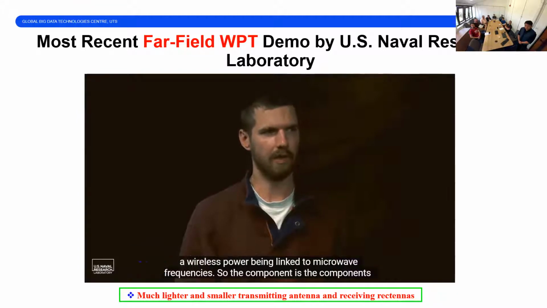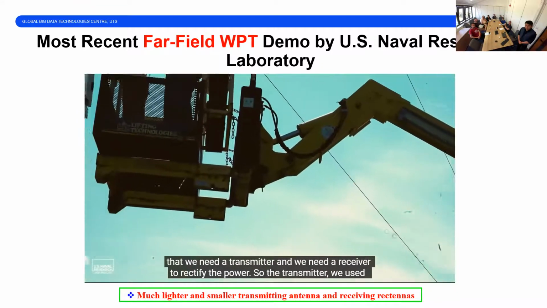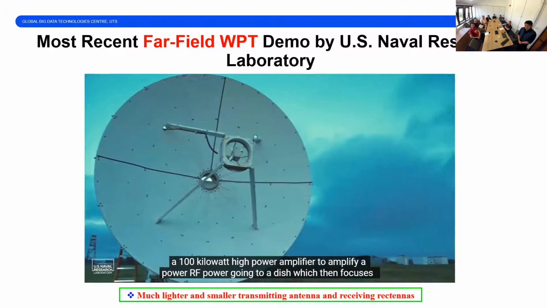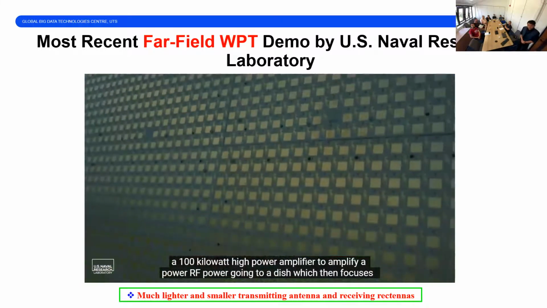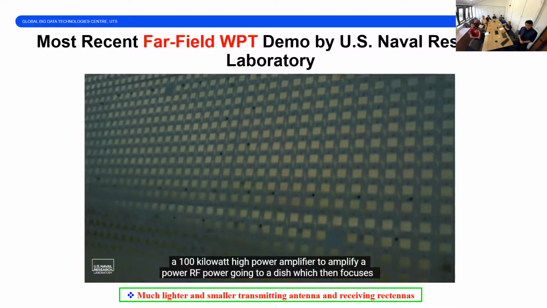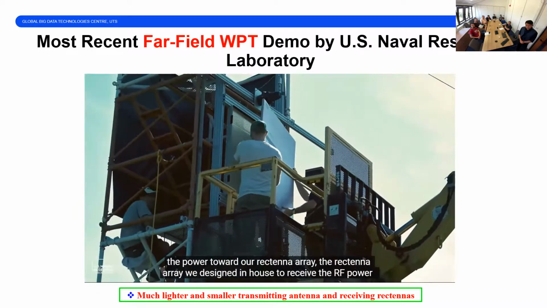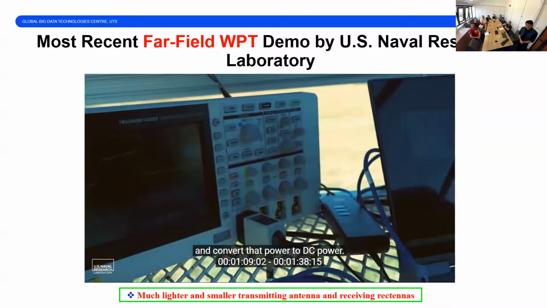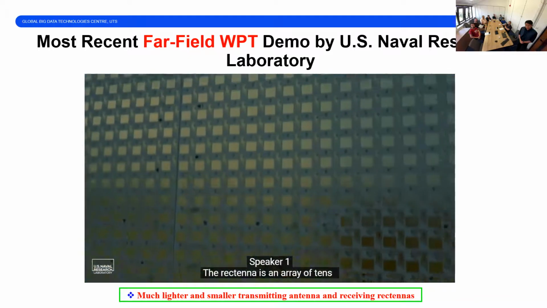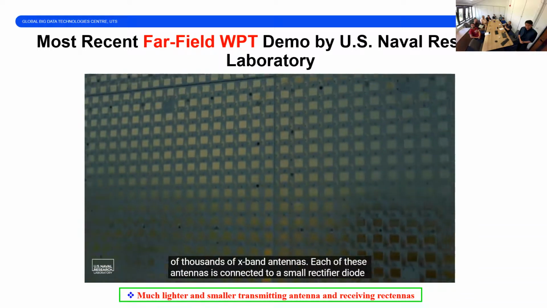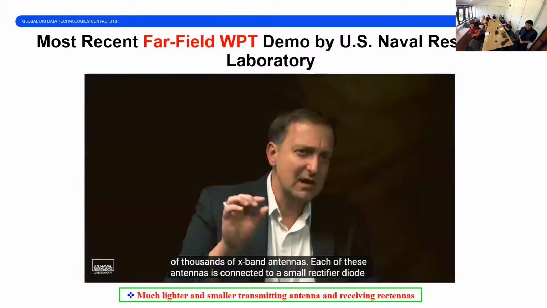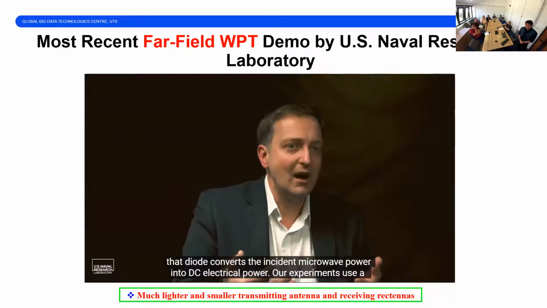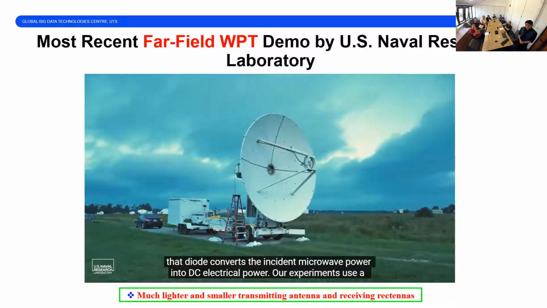So the components are, we need a transmitter and we need a receiver to rectify the power. For the transmitter, we use a 100 kilowatt high power amplifier to amplify RF power going to a dish, which then focuses the power toward our Rectenna array. The Rectenna array we designed in-house to receive the RF power and convert that power to DC power. The Rectenna is an array of tens of thousands of X-band antennas. Each of these antennas is connected to a small rectifier diode. That diode converts the incident microwave power into DC electrical power.